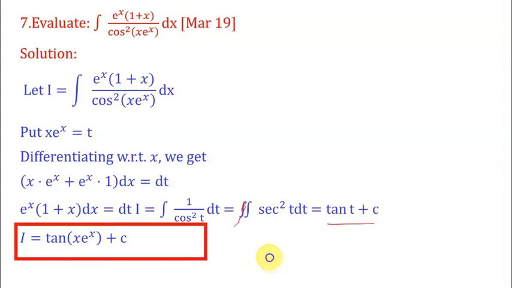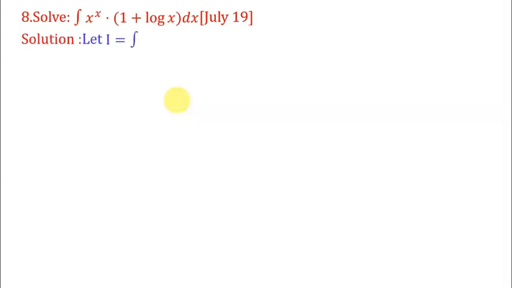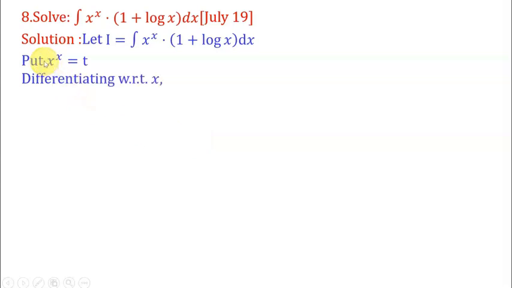Next example. Solve the integral of x raised to x into (1 plus log of x) dx. This example was asked in the July 19 examination. Now here I equals the integral of x raised to x into (1 plus log of x) dx. Now put x raised to x equals t.